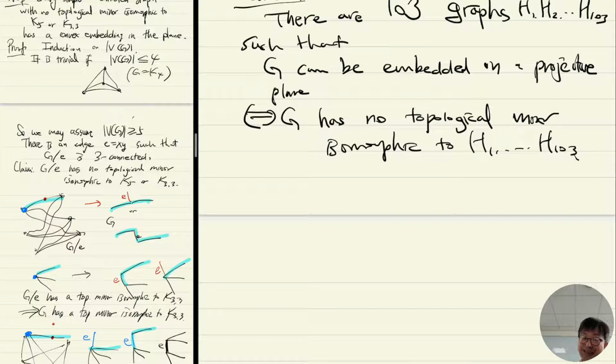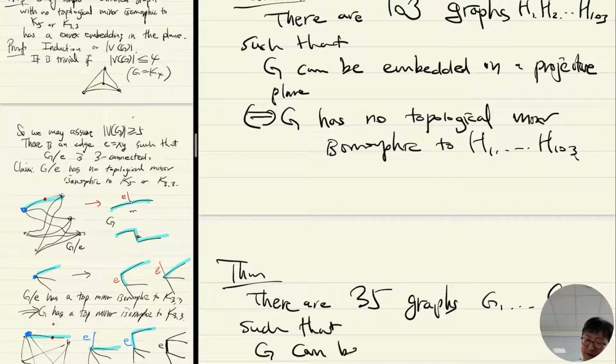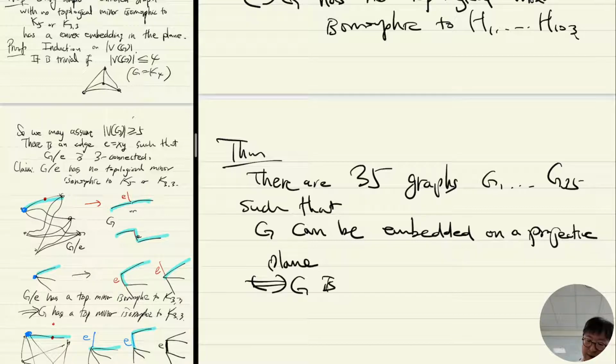You can also talk about minors. And here's another theorem that there are exactly 35 graphs, G1 up to G35, such that G can be embedded on a projective plane if and only if G has no minor isomorphic to G1 up to G35.